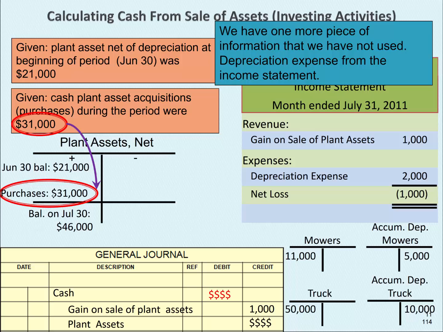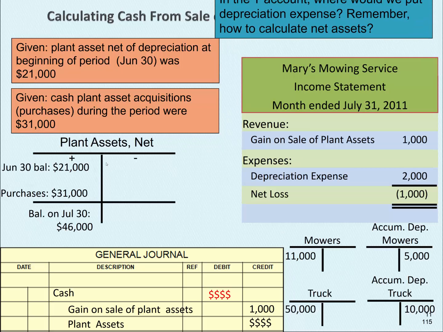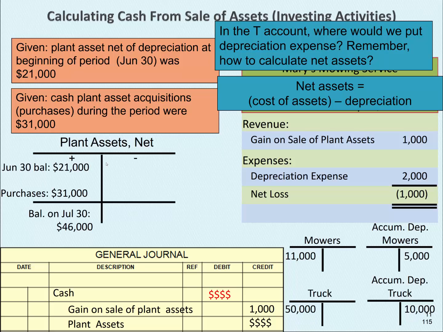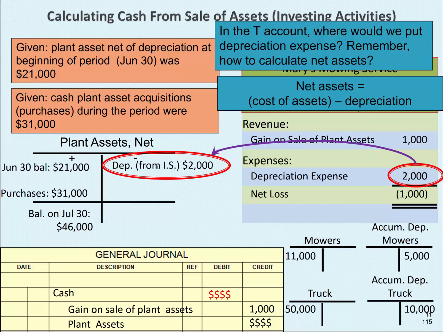And we have one more piece of info that has not been used, depreciation expense from the income statement. So here's our depreciation expense, $2,000. So where on this net plant assets T account would that go? Remember, net assets is cost of assets minus depreciation. So obviously the depreciation expense is going to go on the negative side. Depreciation from income statement. IS stands for income statement.